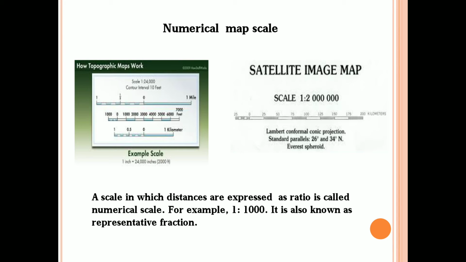Second type is numerical map scale, a scale in which distances are expressed as ratio is called numerical scale. For example, 1 is to 1000. It is also known as representative fraction.